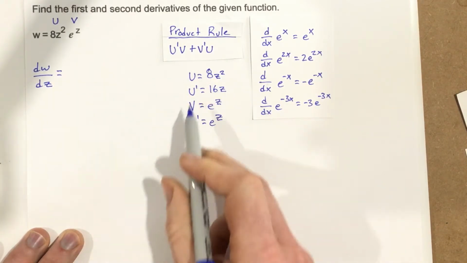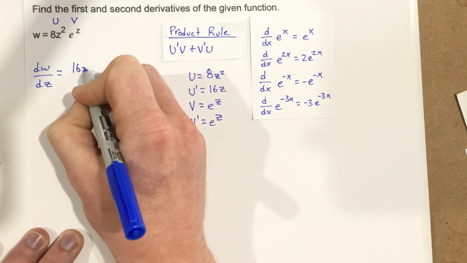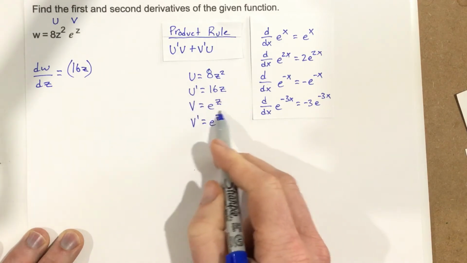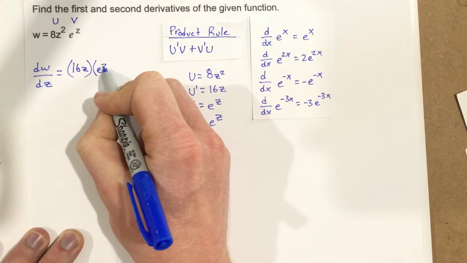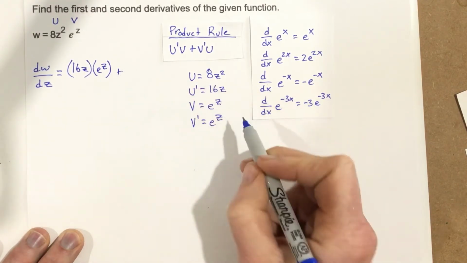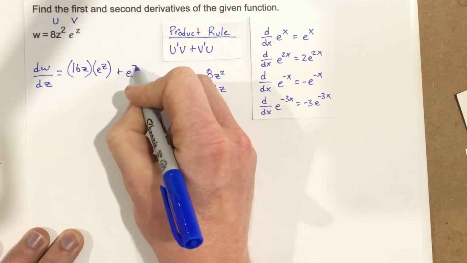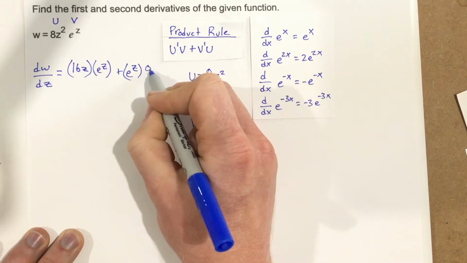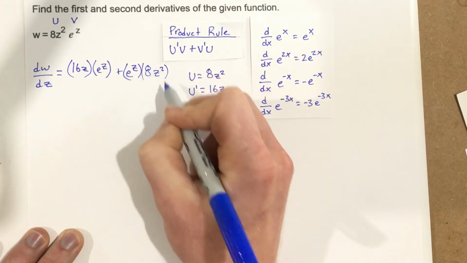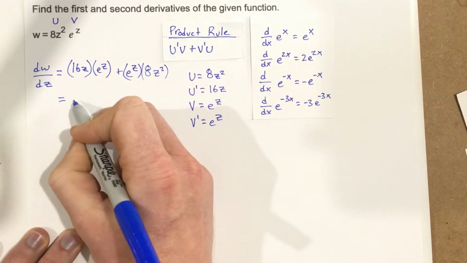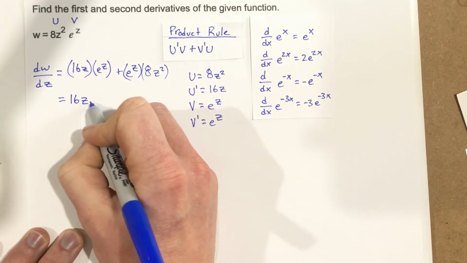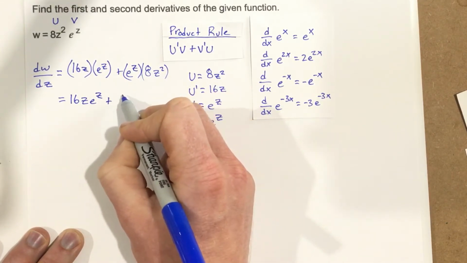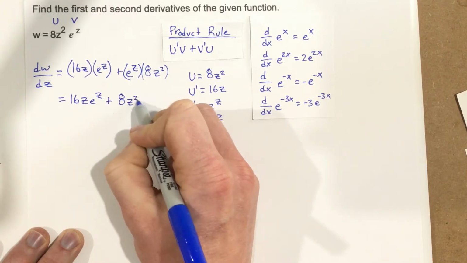Now I can use the product rule, so u prime, which is 16z, times our v, which is e to the z, plus v prime, which is e to the z, times u, which is 8z squared. When I combine those together, I end up with 16z e to the z, plus, this will be 8z squared e to the z.